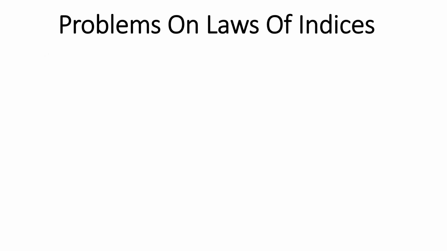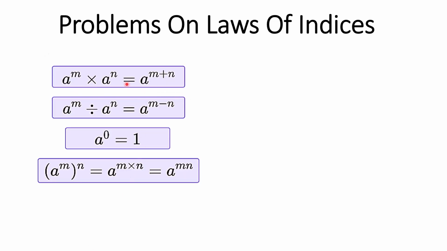What are they? The first law is the multiplication law, and it goes this way: a to the power m multiplied by a to the power n. What you will do is write the base as it is and just add the powers, so it will become a to the power m plus n.